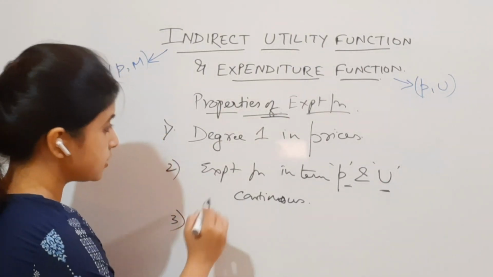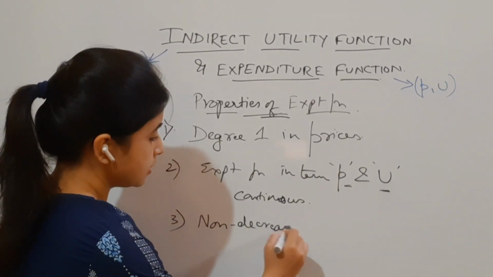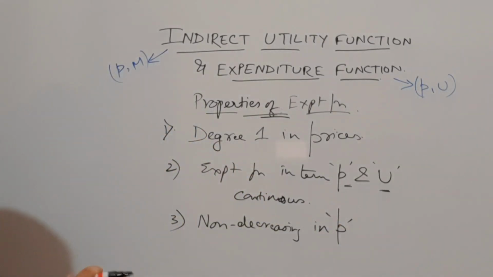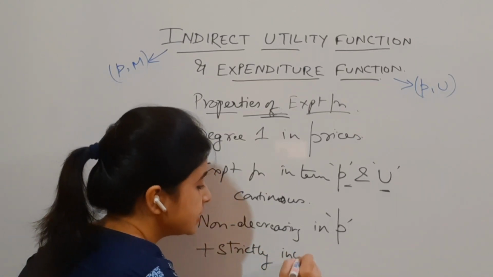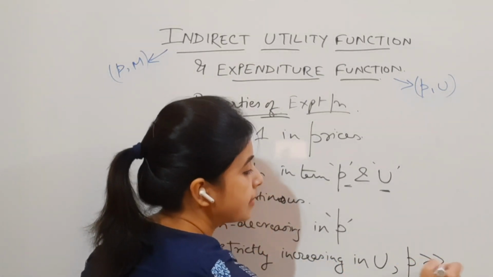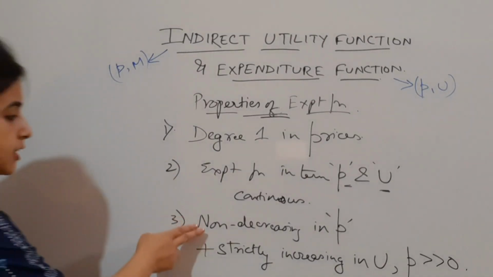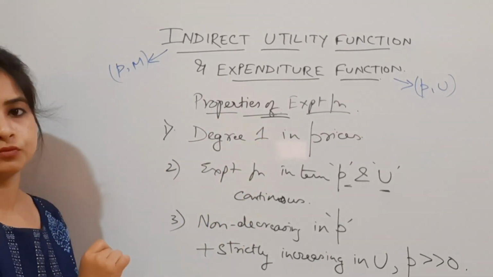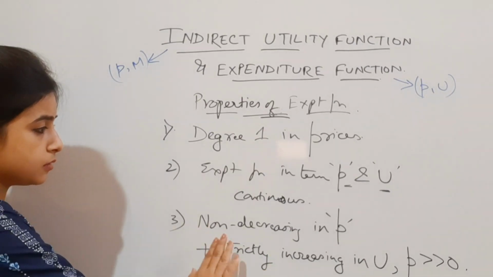Coming to the variables again, it is non-decreasing in P, and along with it strictly increasing in U, provided we have P much greater than 0. This is another important property for the expenditure function, and it has an amazing proof. So please note this down and remember it.